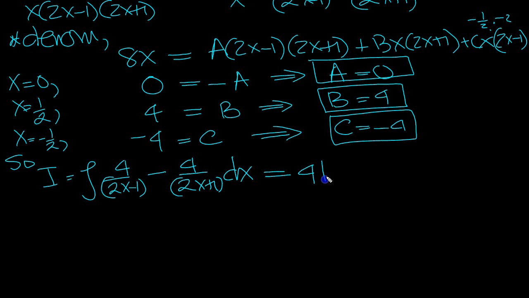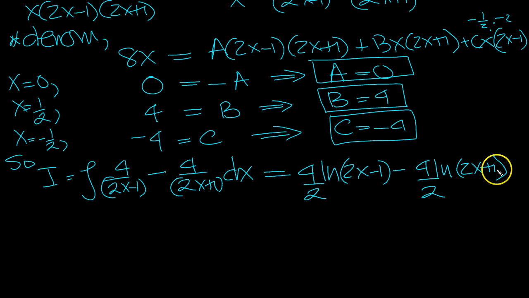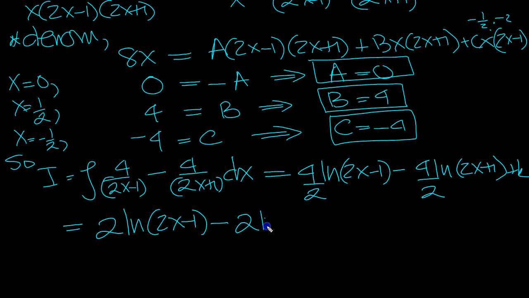That will be 4 ln 2x minus 1. Remember the 1 over a, there's the a, so you get over 2. Minus 4 ln 2x plus 1. Over the a number, so that's a 2. Plus k, so that's equal to, then just tidy it up, 2 ln 2x minus 1, minus 2 ln 2x plus 1, plus k.